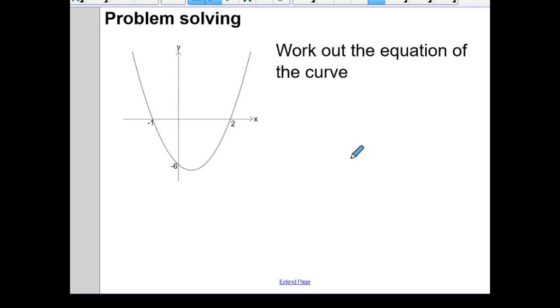Final thing, just a bit of problem solving. Working backwards. If we know the curve looks like this, we know the x-intercepts and the y-intercepts, we can also work out the equation of the curve from those bits of information. Starting with the x-intercepts, we know minus 1 has to be an x-intercept. So one of the brackets must be an x plus 1. For 2 to be an x-intercept, the other bracket must be a minus 2.